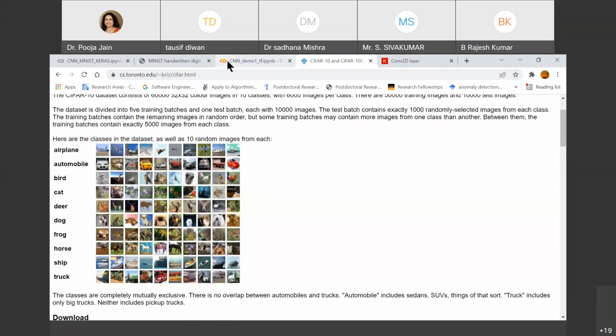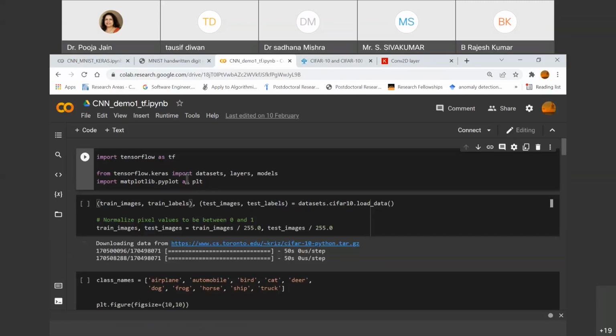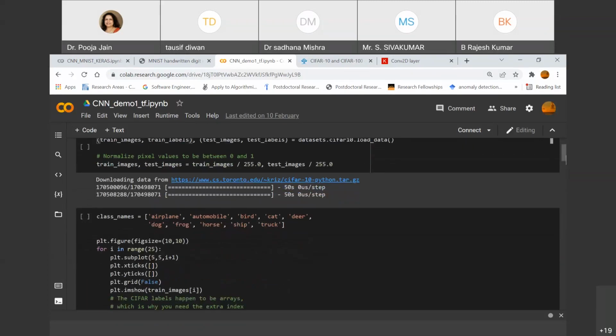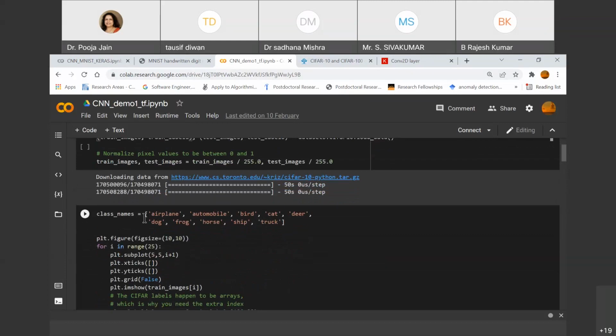Suppose I want to build a CNN classifier for this using TensorFlow, then I can write like this. First import these libraries. Then load this dataset, cifar10.load_data, and normalize, the same thing that we did before. After that, just define the class names. So 10 categories are there.